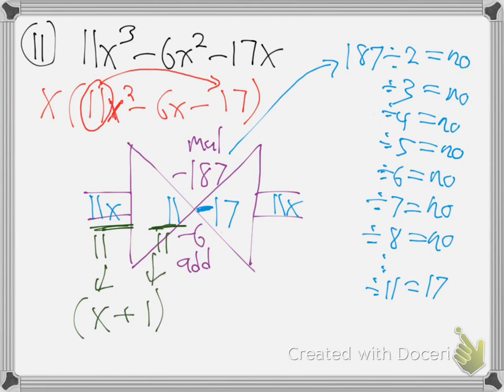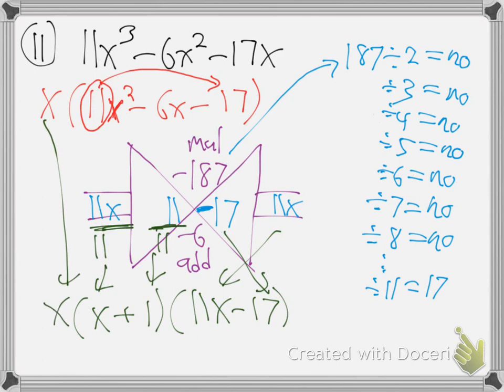And then the other two, 11x minus 17. And then you are the one outside. Oh, yeah, that's right. Don't forget that extra x that we got off in the beginning, huh? He's got to be there. There we go. Is that good? Are we okay with that?